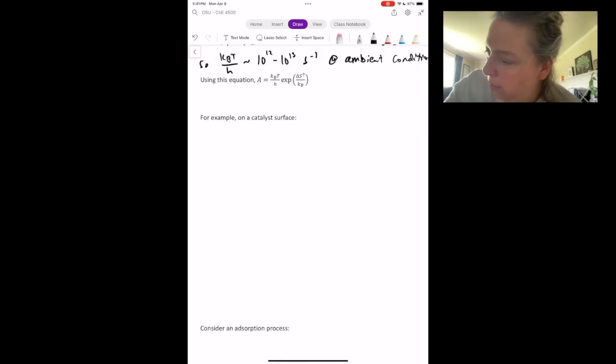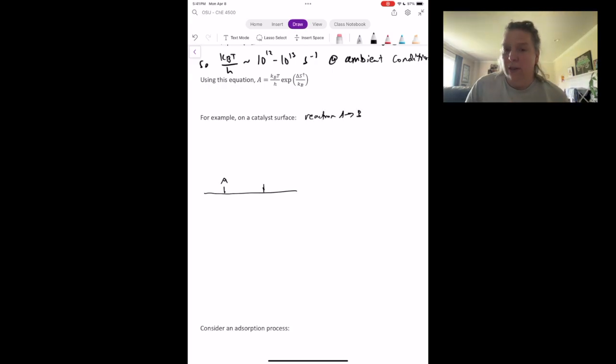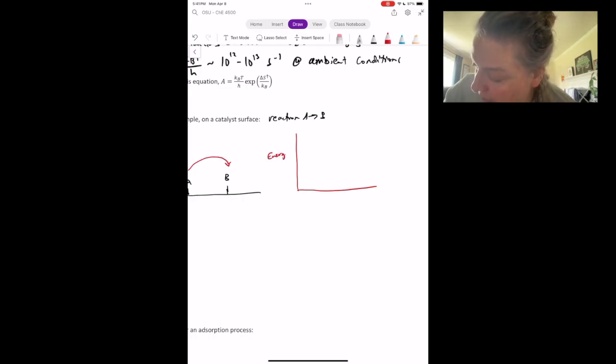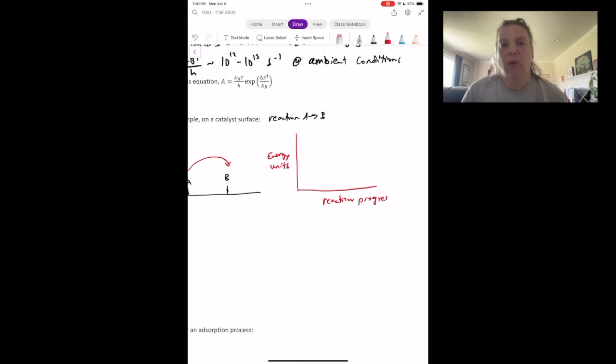One scenario, which may be easy to conceptualize, is say you have the reaction A goes to B on a catalyst surface. So we're going to convert A into B. What happens here when this reaction occurs, if I have my energy or free energy, we'll say energy units, and here I have what we'll call reaction progress. You may also see reaction coordinate.